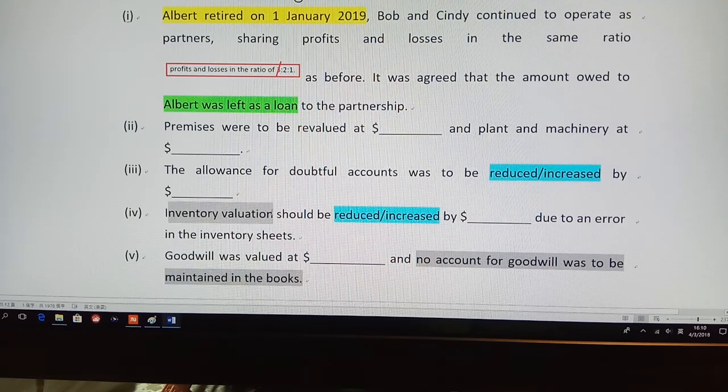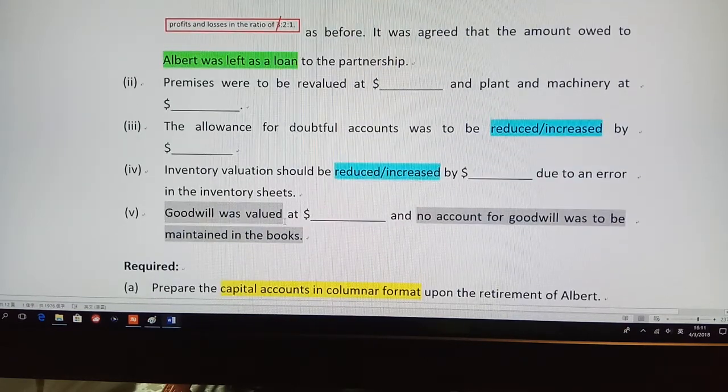And for inventory valuation, there may be some errors. Right here, you see an error in the inventory sheets. So the inventory, once being investigated, you'll see that there may be a reduction or an increase in the inventory. As well, goodwill should be valued for admission or withdrawal of partners. But you should know that in gray color here, you should consider if the goodwill account was to be open or not. In this question, no account was to be maintained in the books. So you should know about these important points.